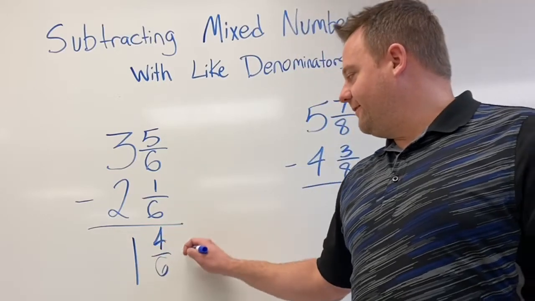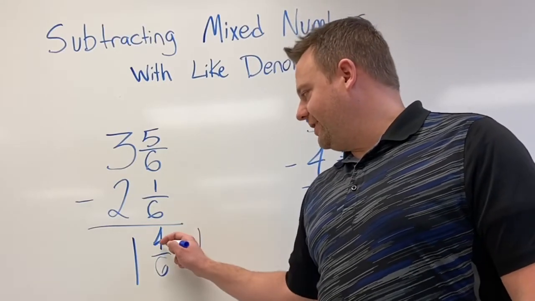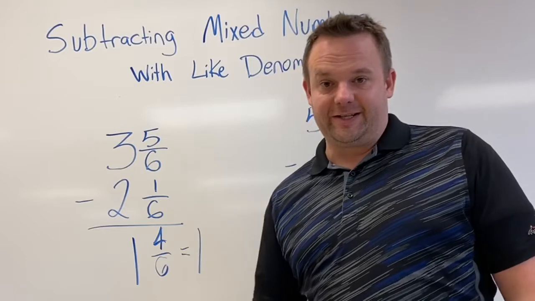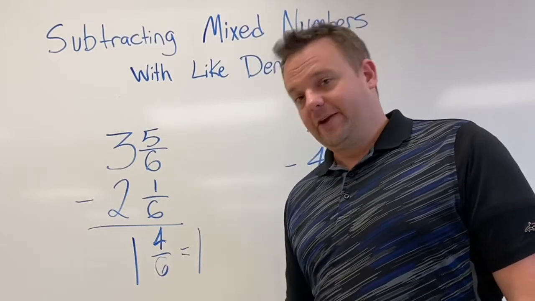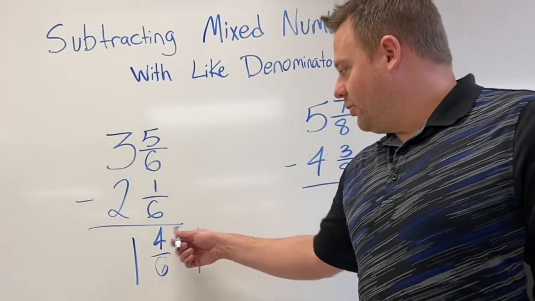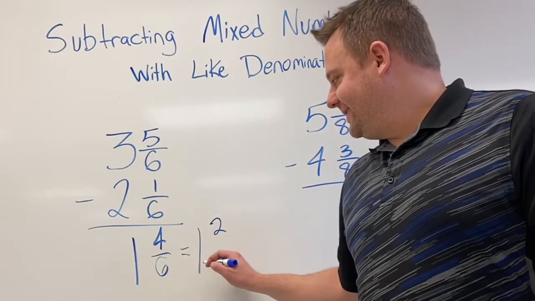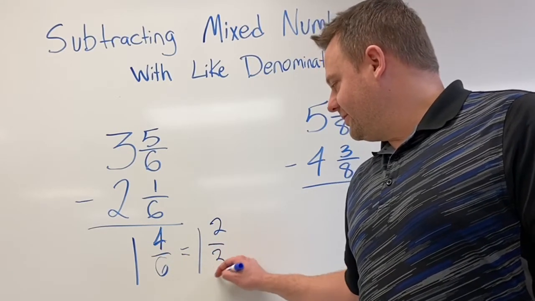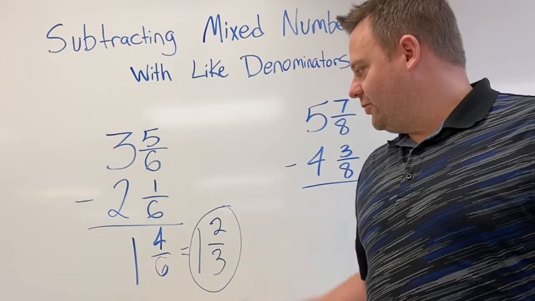So we have 1 and 4/6, which equals 1 and, well, what can you divide both 4 and 6 by? They're both even numbers, so you can divide them by 2. So 4 divided by 2 is 2, and 6 divided by 2 is 3. So we have 1 and 2/3.